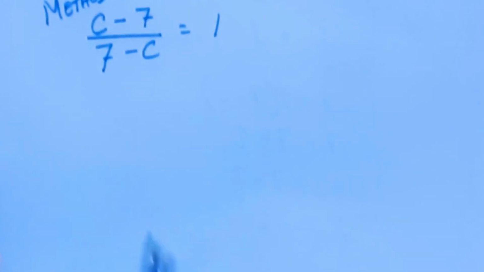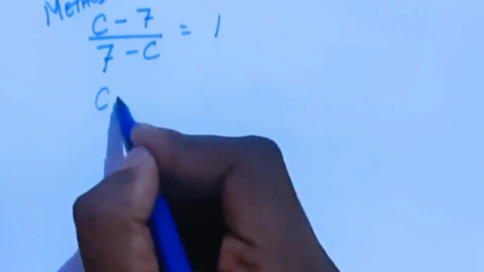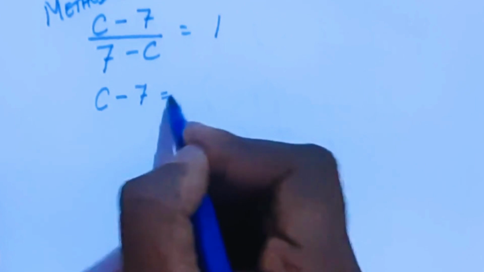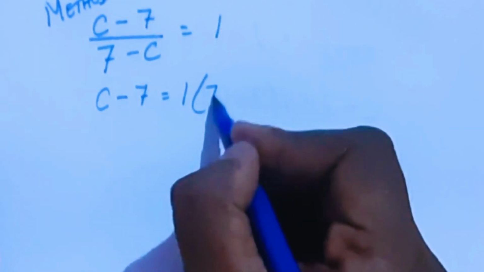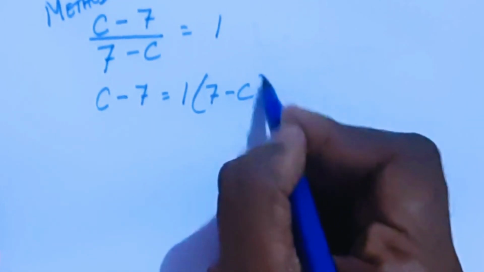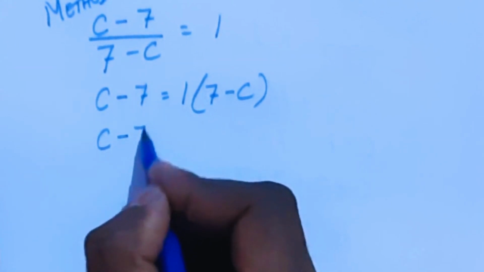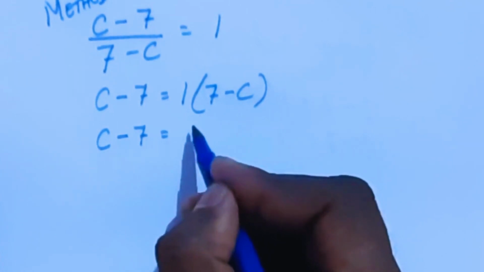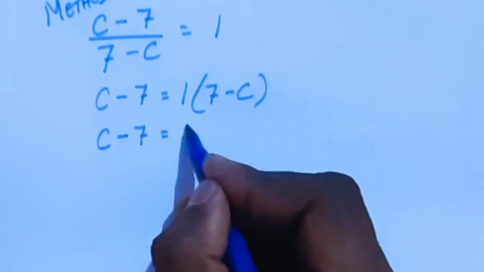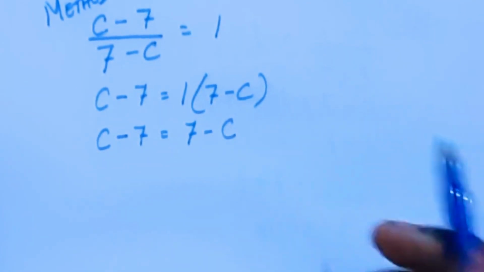1. Now we are moving this denominator to the right hand side. So we'll get C minus 7 equal to this 1 open bracket 7 minus C. Now C minus 7 in the left hand side equal to, we are multiplying this, 1 times 7 is 7 minus 1 times C is C.